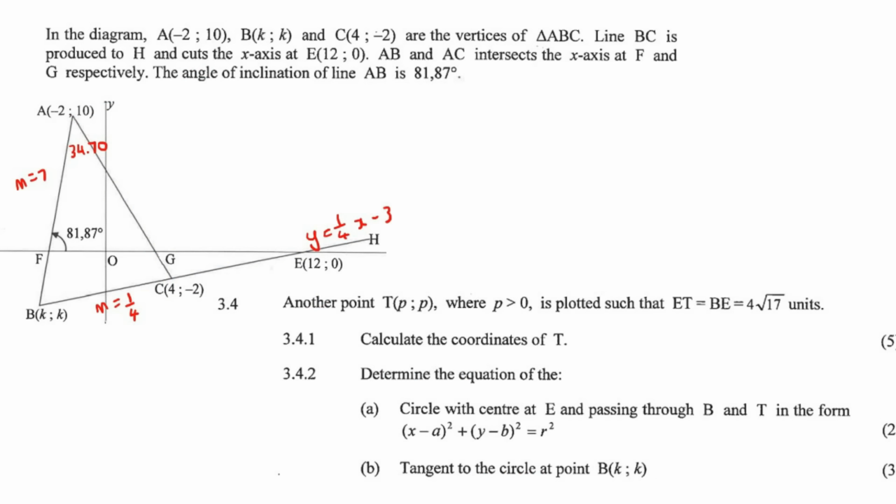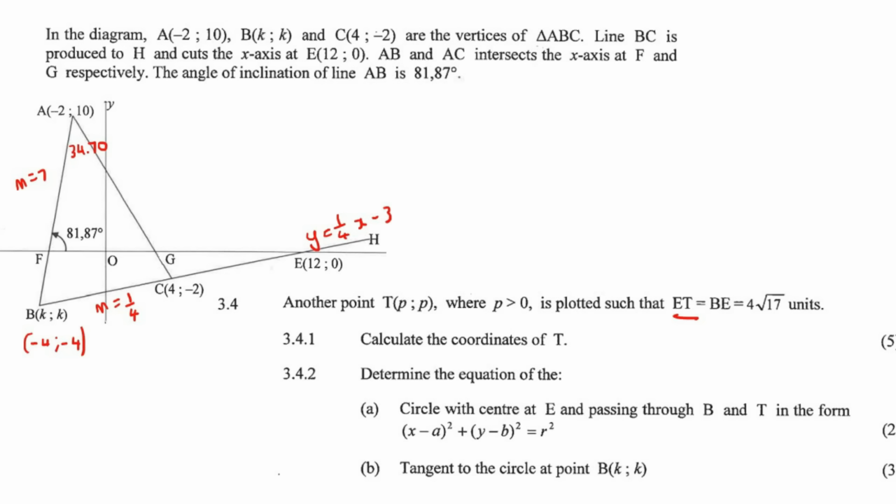Here we are told that another point, which is point T, is P and P, where P is positive. Okay, well if this quadrant's positive and this value's positive, then T would be somewhere in this quadrant. Think about that. If both of these are positive, then it's somewhere here, such that ET, so from E to T, is the same as B to E. Okay, so they're saying that this, and we worked out K earlier as -4 and -4.